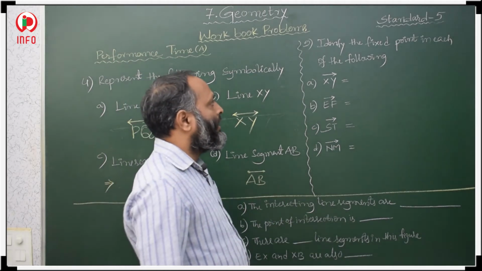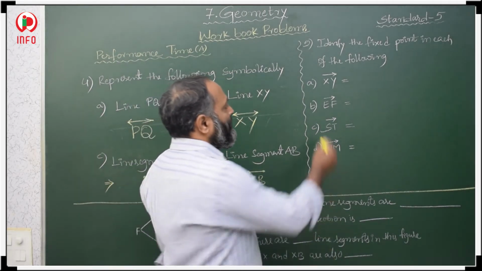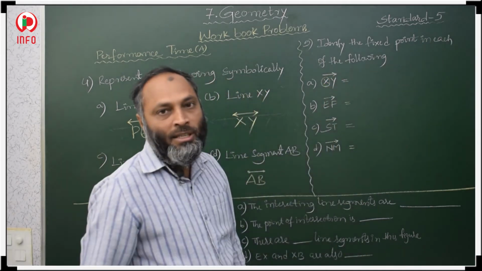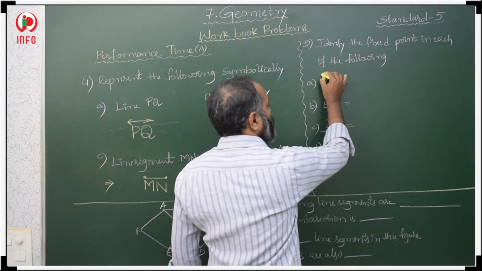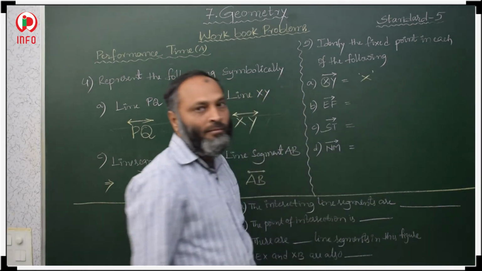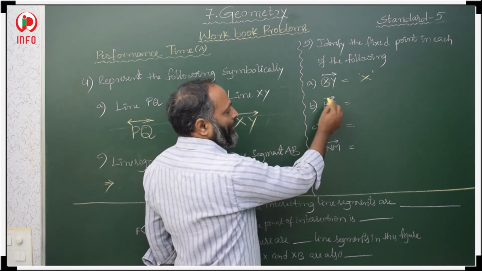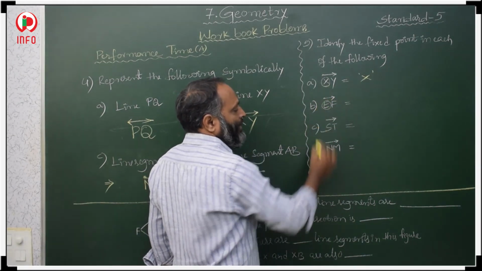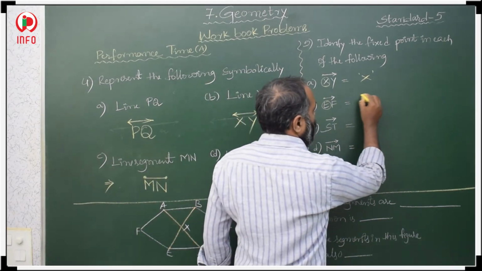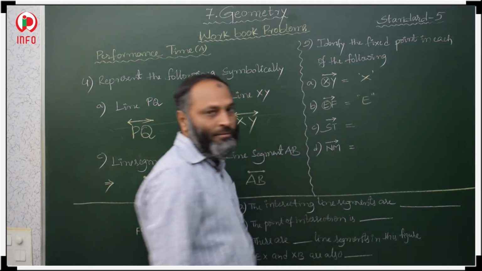Here, what is the fixed point? The first letter is the fixed point in a ray. So what is the first letter? X. X is the fixed point. In ray EF, what is the first alphabet? E. E is the fixed point.